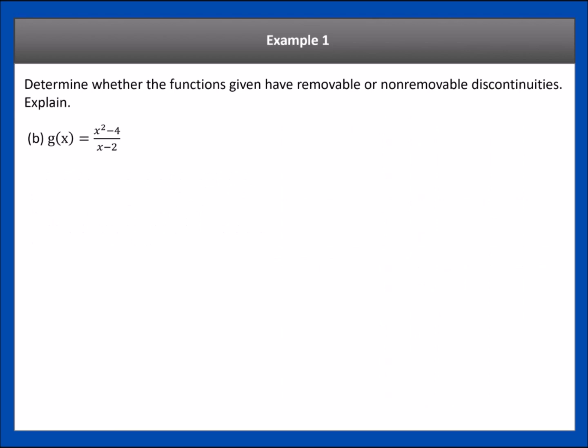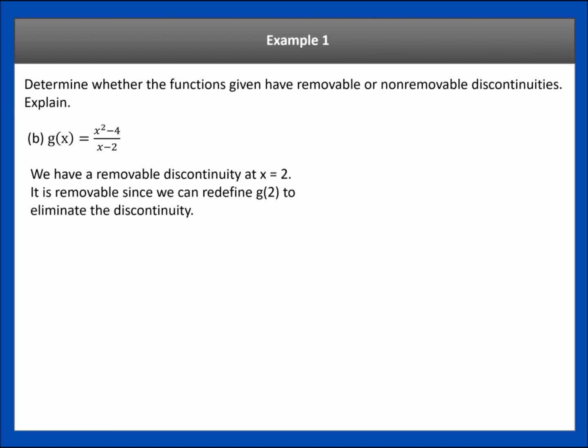All right, so if I look at the next example, we can see that there's also an issue with the value x equals 2. However, this is a removable discontinuity because I can actually cancel out that 2 if I look at the function. So we're going to say first off it's discontinuous at x equals 2, but it's removable because we can actually redefine it. We'll show you that right now.